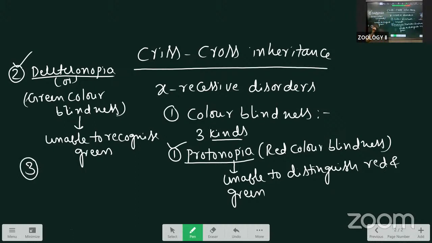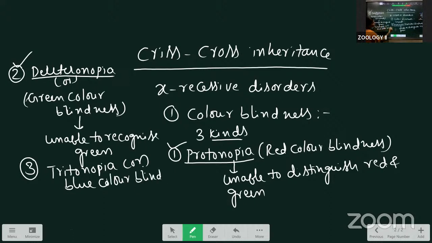What is it? Tritanopia. Tritanopia is also called blue color blindness. The affected persons having tritanopia are unable to distinguish the colors between the green and the blue color. That we call tritanopia.